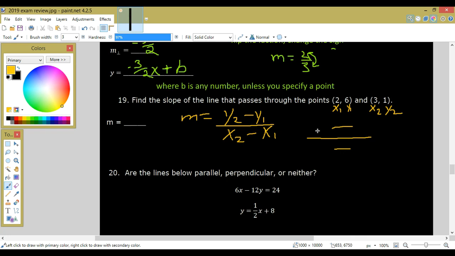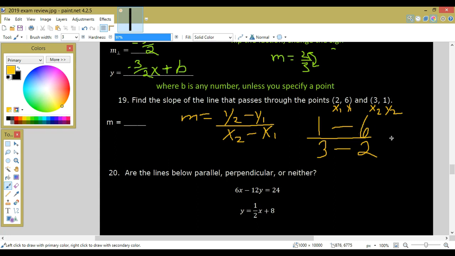So we have y2 right here, and we have y1 right here, x2, x1. These minus symbols will always be there, even if there's already a negative sign here. So y2 is 1 minus y1, which is 6, all over x2, which is 3, minus x1, which is 2. The most important thing here is that the x2 and the y2 line up with each other, and the y1 and x1 line up with each other. Remember, the y's are on top of the x's.